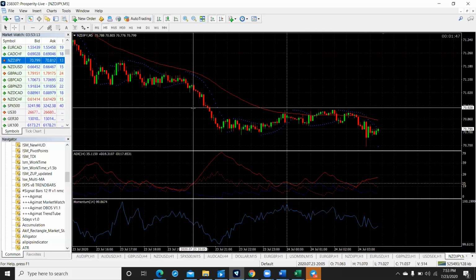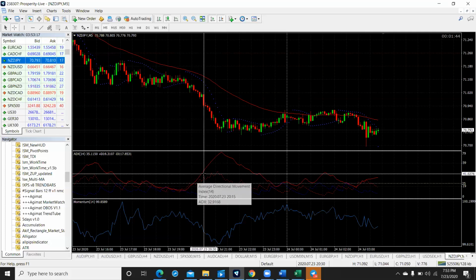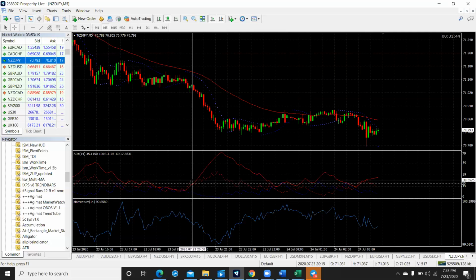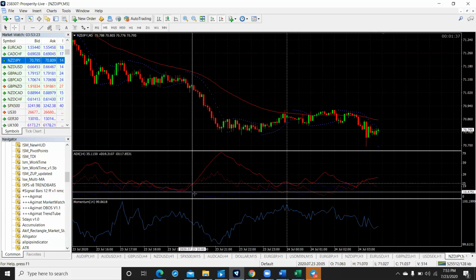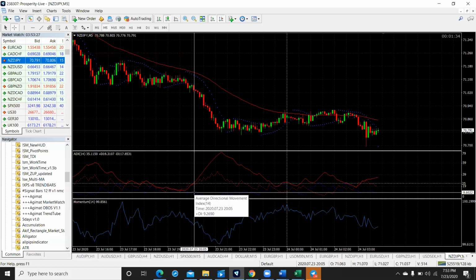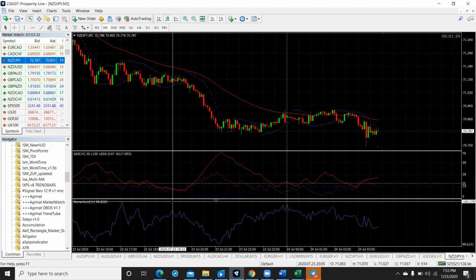So we'll look here. We want to see our bearish indicator, our negative DI line, above 25. We want to see it above the blue or the bullish indicator. And we want to see the momentum oscillator underneath 100.